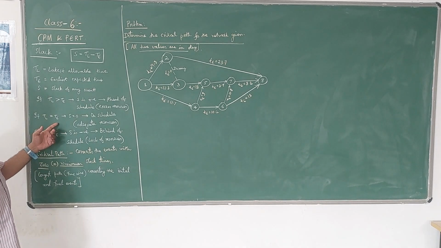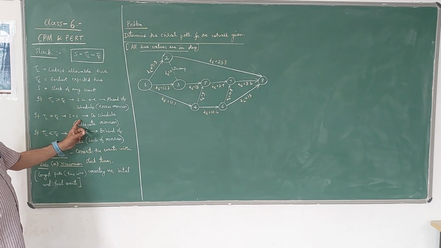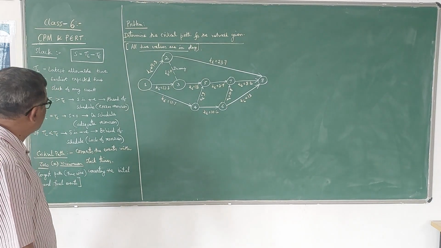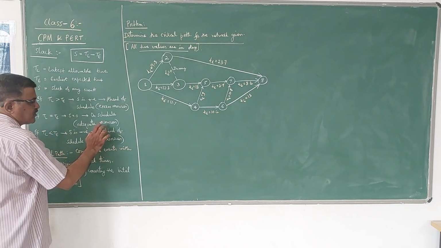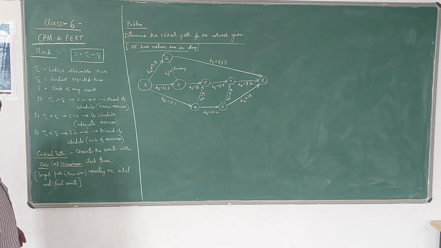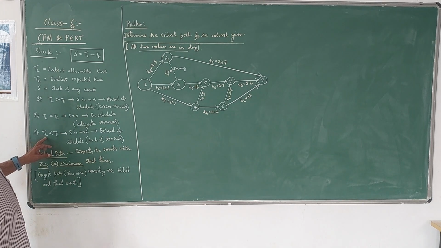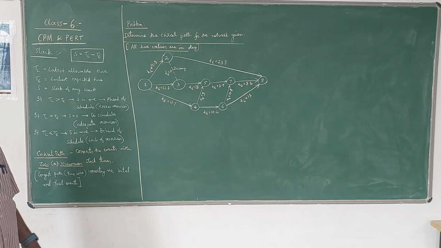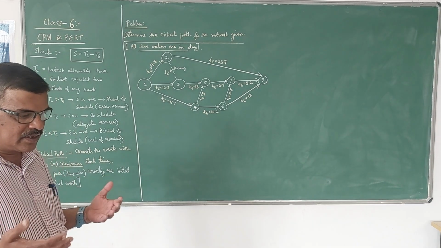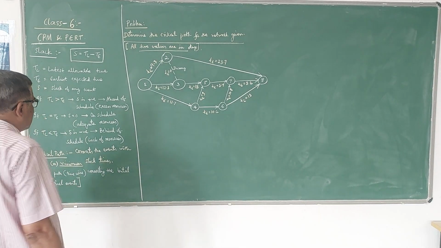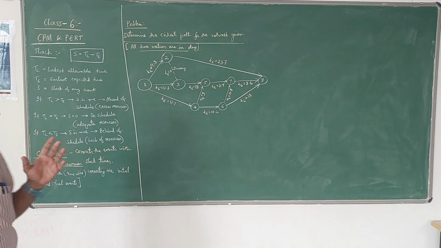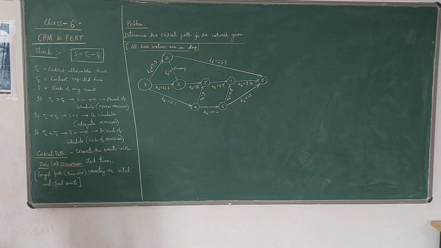If TL is equal to TE, then S is equal to 0, zero slack. That means you are exactly finishing the event on schedule, meaning adequate resources are there to carry out the event. Next, if TL is less than TE, then S is negative. Then we say that the event is behind schedule. That means it is not occurring at the correct time because of lack of resources. So these are the three important types of slacks.